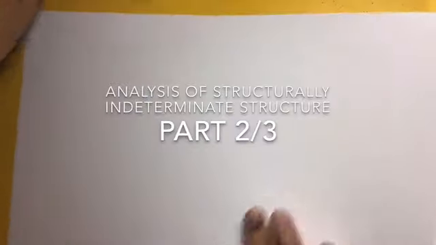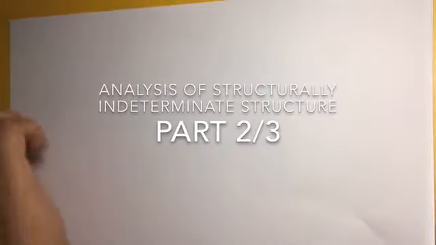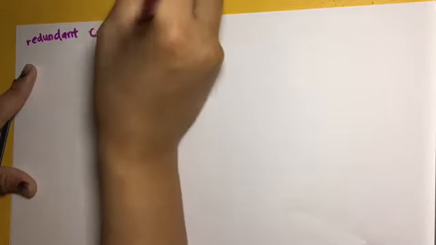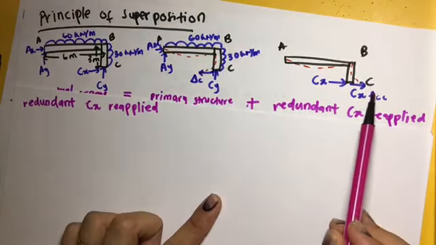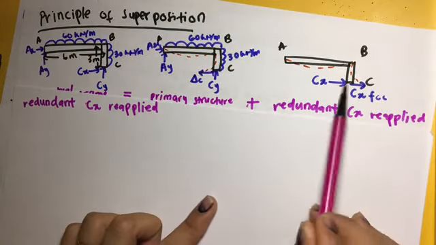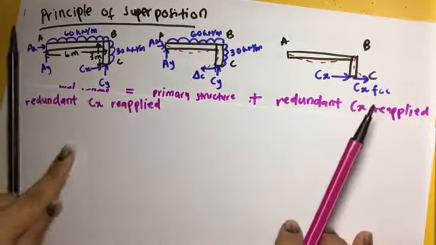We are going to draw the redundant. We're going to solve for this one, because we want to find this right here. Okay, so we'll just draw this again right here.